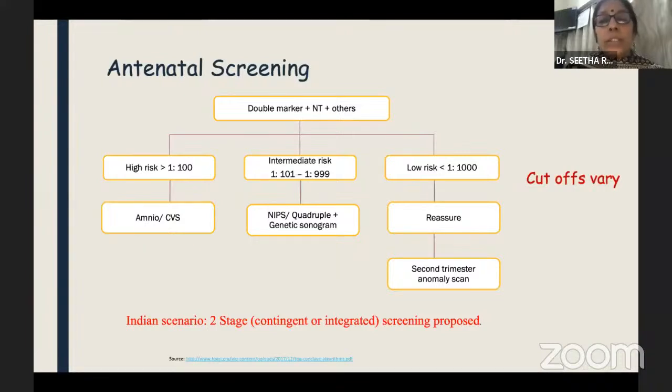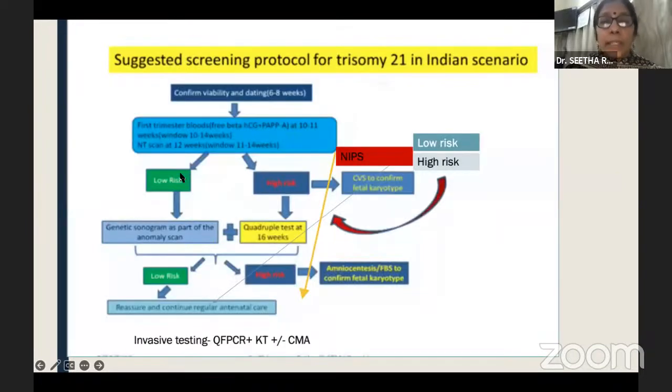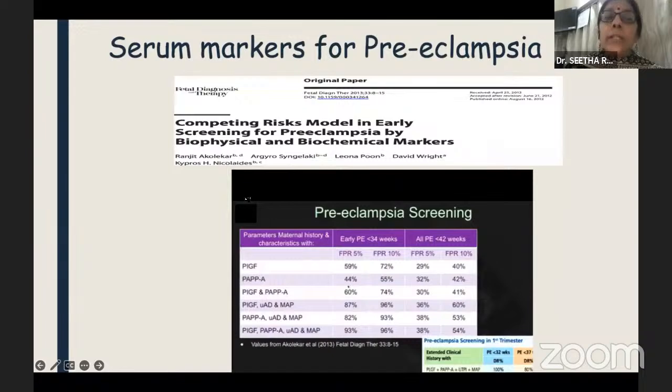So this is what we follow in India as to what the intermediate, low risk and high risk are, and depending on that we categorize and offer. But what about the serum markers for preeclampsia? As we heard, the famous ASPRE trial looked at all these markers, and they said that when you use PAPP-A, PLGF, uterine artery PI, and the mean arterial pressure, you can predict early onset preeclampsia up to the range of almost 100%, and also late onset preeclampsia.